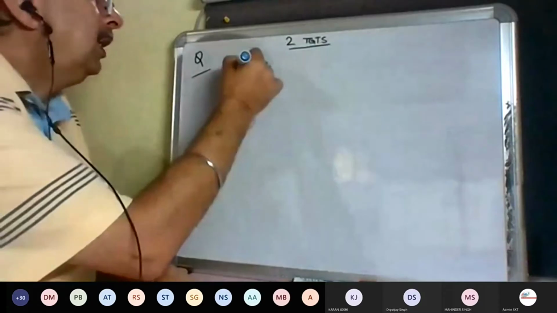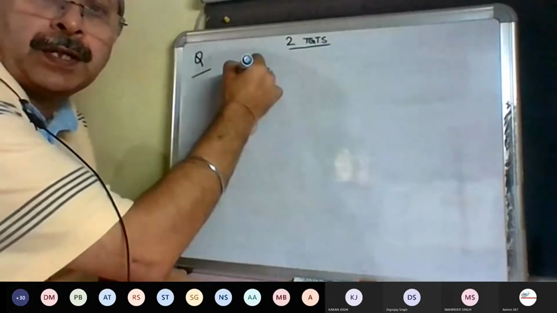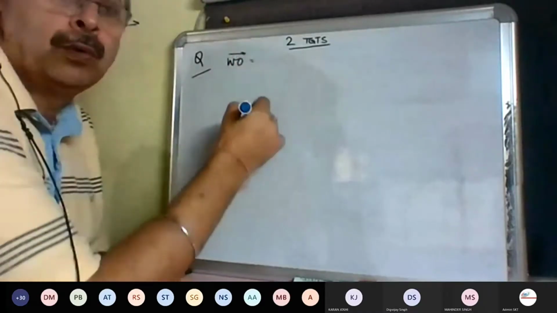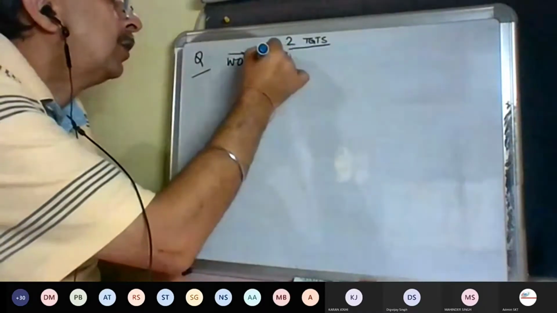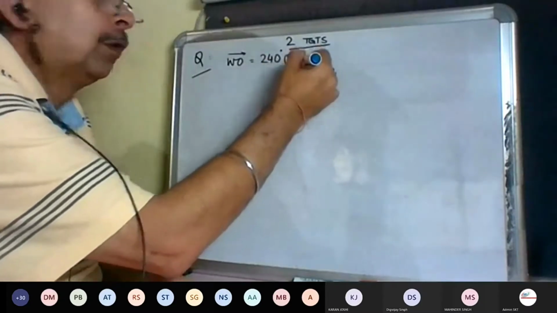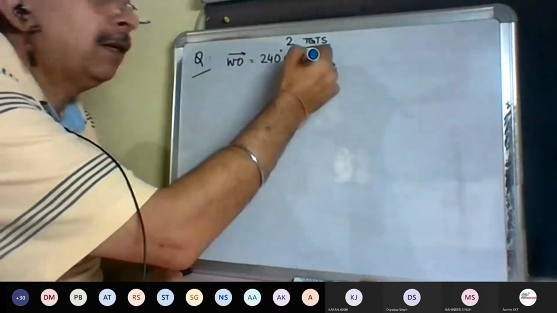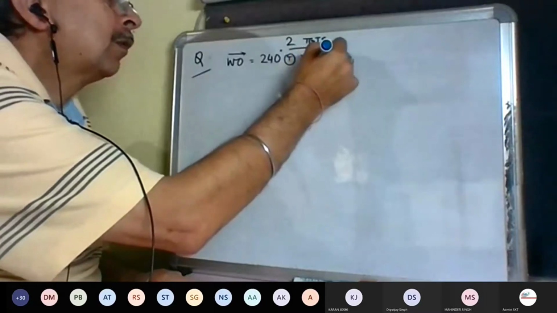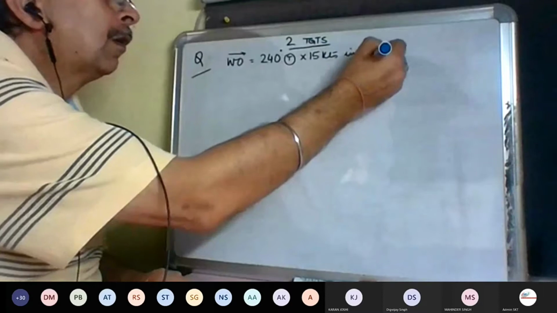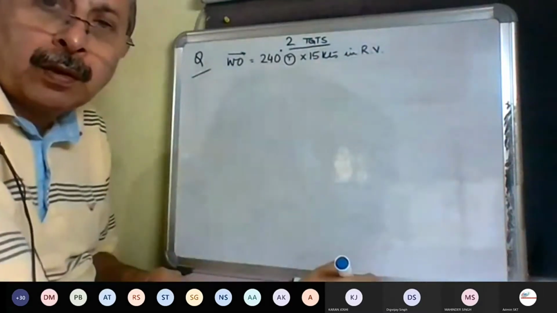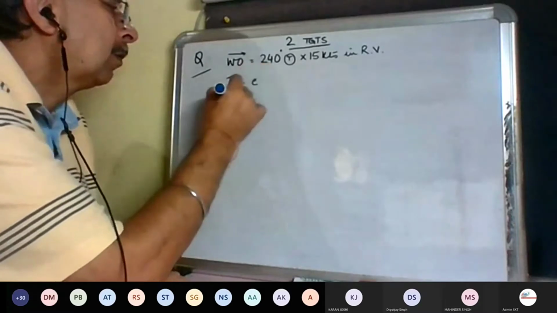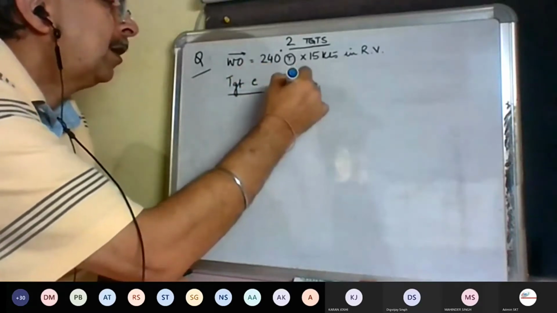There's a target Charlie and there's a target Delta. Ownership course WO is 240 degrees true, 15 knots, in RV. There is a target Charlie and there is a target Delta.